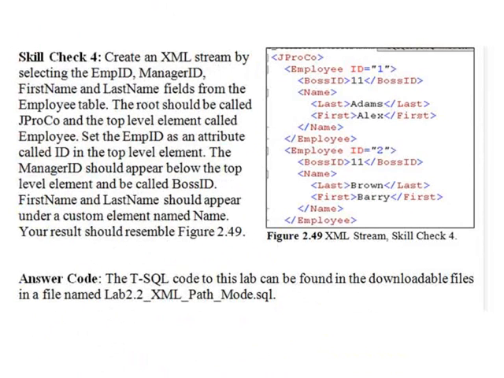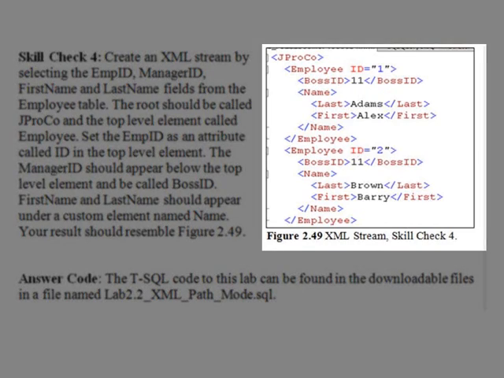Skill Check 4. Create an XML stream by selecting the emp ID, manager ID, first name, and last name fields from the employee table. The root should be called JProCo and the top-level element called employee. Set the emp ID as an attribute called ID in the top-level element. The manager ID should appear below the top-level element and be called boss ID. First name and last name should appear under a custom element named name. When you're done, your results should resemble the figure you see here.